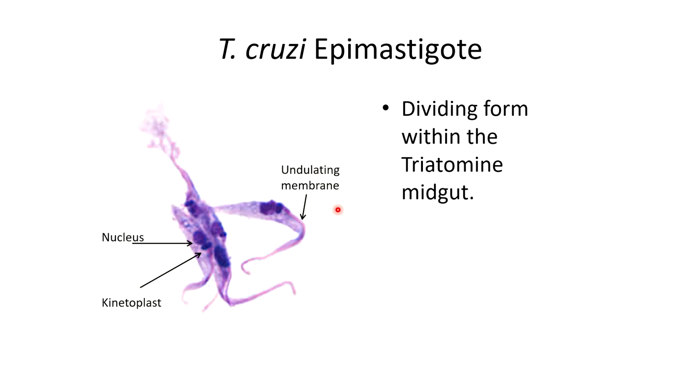And here's showing the T. cruzi epimastigote. This is the form that divides within the triatomine midgut. This form is only found within the vector. This form is not found within the mammal host. They also have an undulating membrane that attaches closer to the center of the body rather than the posterior end. You can see that the nucleus is a larger purple object, and the kinetoplast is a smaller purple object.